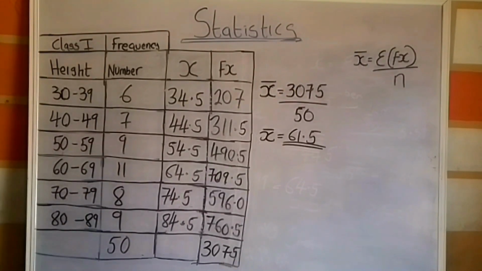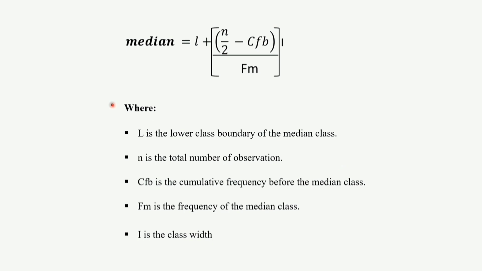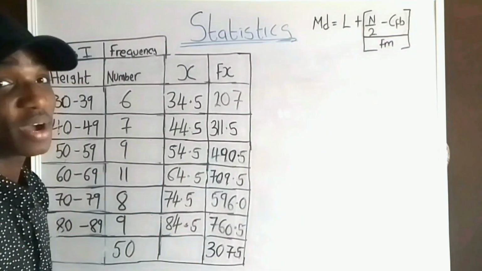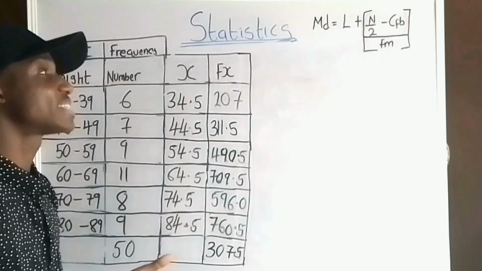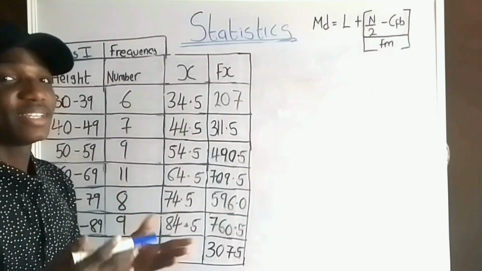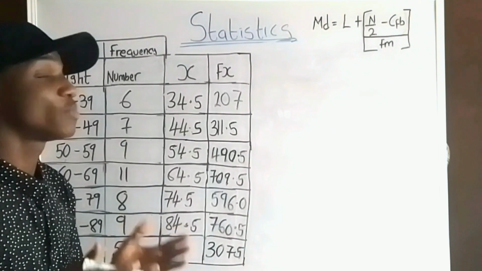Now, the next thing that you are told to calculate is the median. The formula of median is given by L plus (n over 2 minus CFB) all over FM, multiplied by I, where L is the lower class boundary of the median class, n is the total number of observations, CFB is the cumulative frequency before the median class, and FM is the frequency of the median class, while I is the class width. However, before I can use this formula, I need to get the class interval of the median class. The class interval of the median class is gotten from the cumulative frequency.